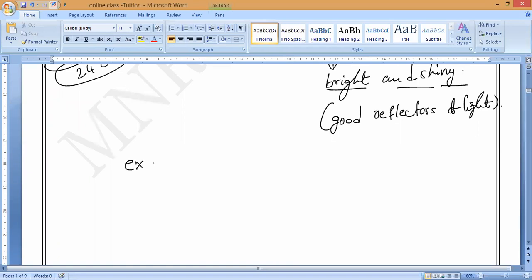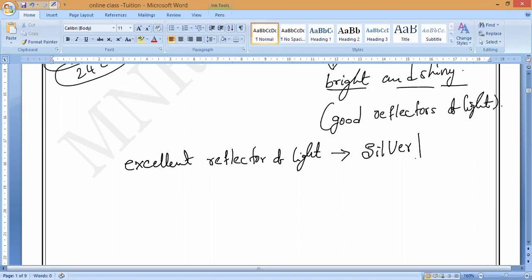Anybody? What is the metal? Which metal is the best or excellent reflector of light? Excellent reflector of light, which metal? Respond. Excellent reflector of light is what? Silver. That is the reason.